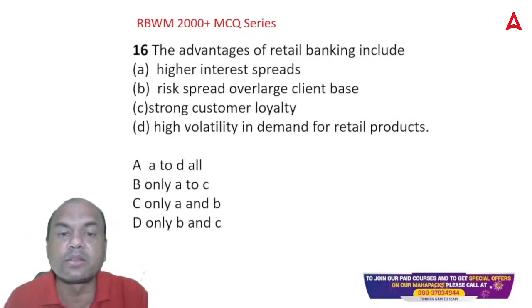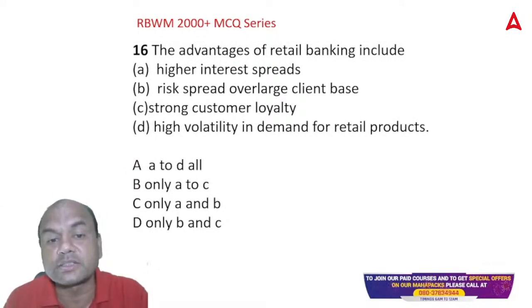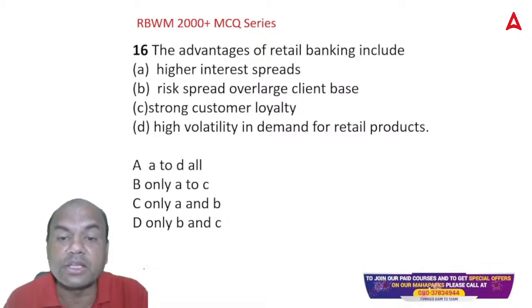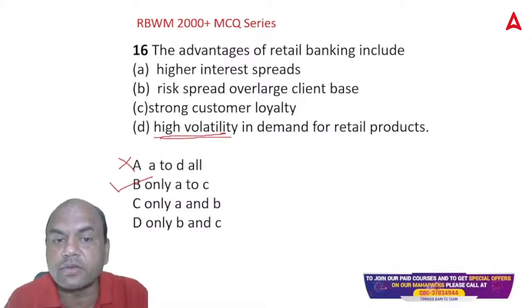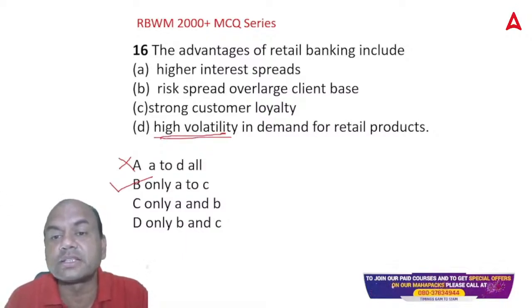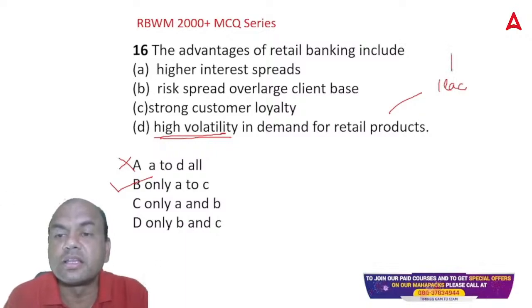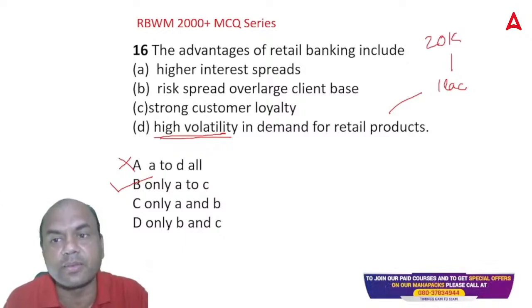The advantages of retail banking include higher interest spread, risk spread over a large client base, strong customer loyalty, high volatility in demand of the retail products. Many of you are going wrong over here. See here, I am saying in the comment section, the answer is not A to D all. The answer is A to C only, because high volatility is not a characteristic of retail banking. High volatility means this year my savings accounts were around, let's say, 1 lakh, next year they are 20,000 only. This is known as high volatility. It's never like this in retail banking. This changes by hardly 5%, 10%, not more than that.